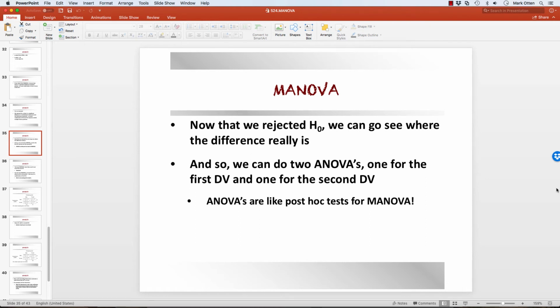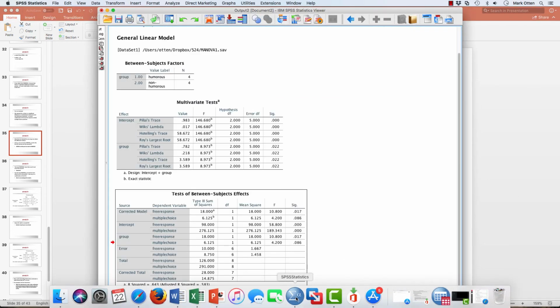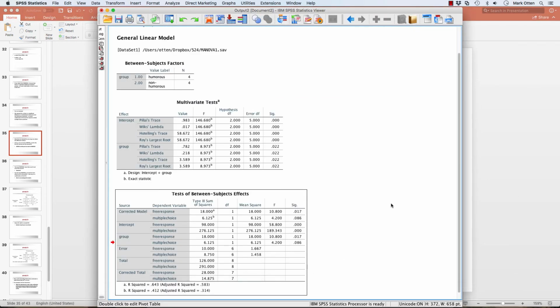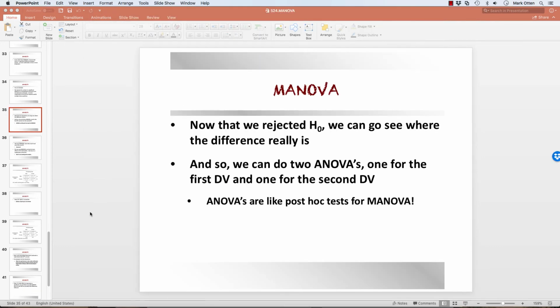And now we can go see where the difference actually is, and we can do two ANOVAs. So I mentioned when we were on the SPSS output there that you could have selected something to get this. Actually, it just gives it to you automatically. So your box below multivariate tests contains those two ANOVAs, and you just have to hunt for it a little bit. It's under the group category again, and you've got free response here, sums of squares, degrees of freedom, mean square, and F, and then a p-value. And then the same thing for multiple choice, 6.12, that's your sum of squares for multiple choice, 4.2 your F, and so on. Okay, so we can go back and see where the difference really is.